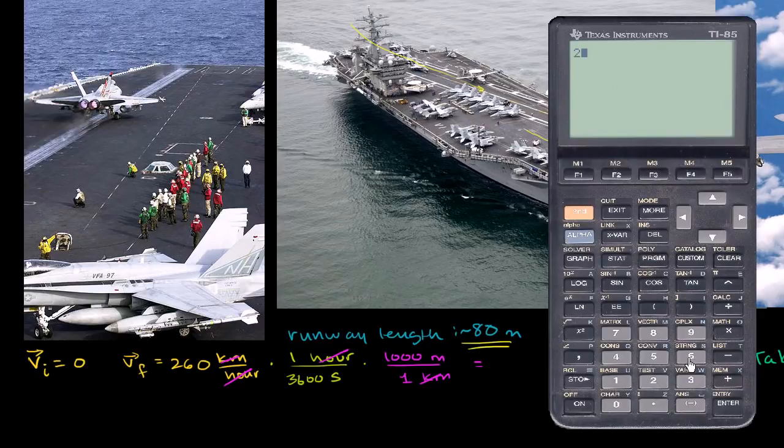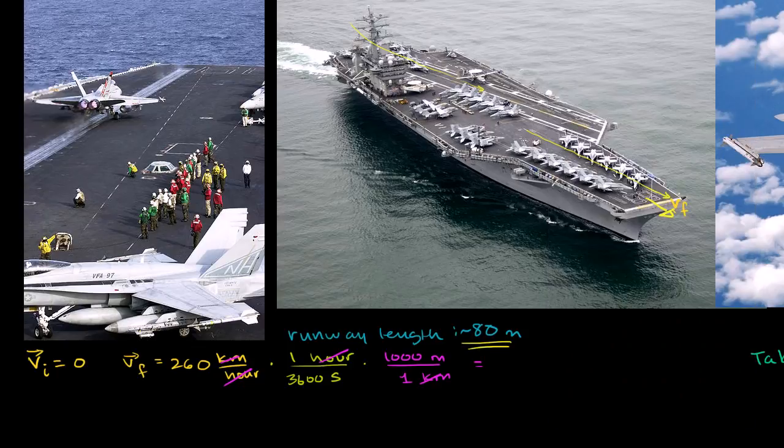So I have 260 times 1,000 divided by 3,600. That gets me, I'll just round it to 72, because that's about how many significant digits I can assume here. 72 meters per second. So all I did here is I converted the takeoff velocity. So this is 72 meters per second. This has to be the final velocity after accelerating.